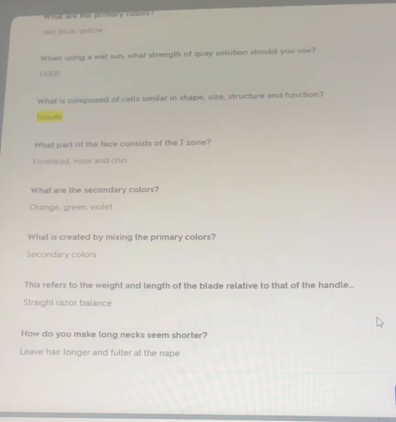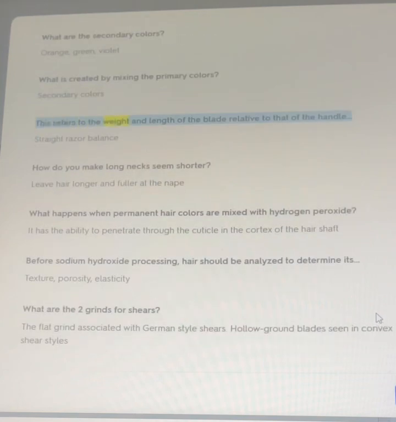Tissues. What part of the face consists of the T-zone? Forehead, nose, and chin. What are the secondary colors? Orange, green, violet. What is created by mixing the primary colors? Secondary colors. This refers to the weight and length of the blade relative to that of the handle. Straight razor balance. How do you make a long neck seem shorter?